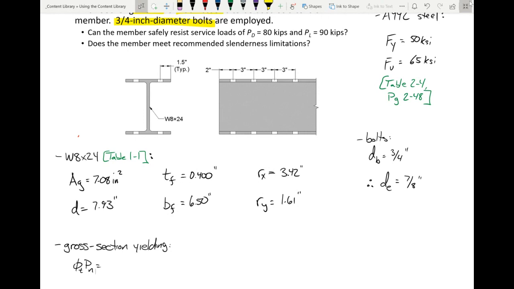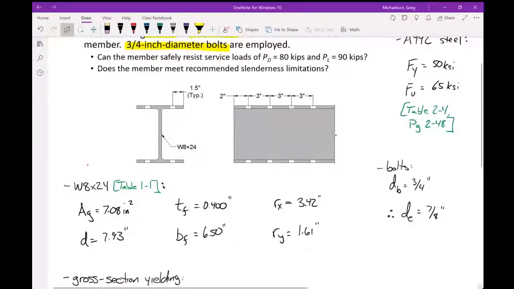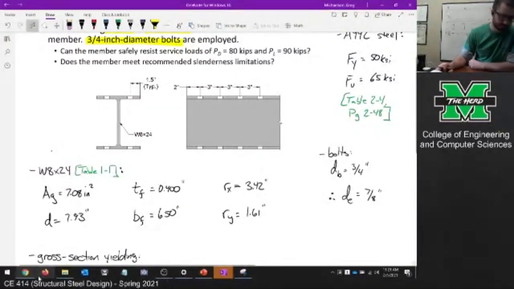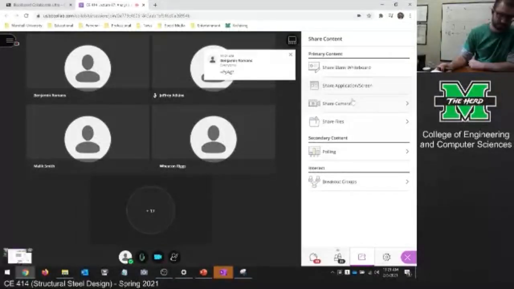One moment here. So this is not tensile yielding. Okay. Wait. I think we might be making this a little more complicated than it needs to be. If we go to, let me stop share. There we go. Not FY. There we go. All right.